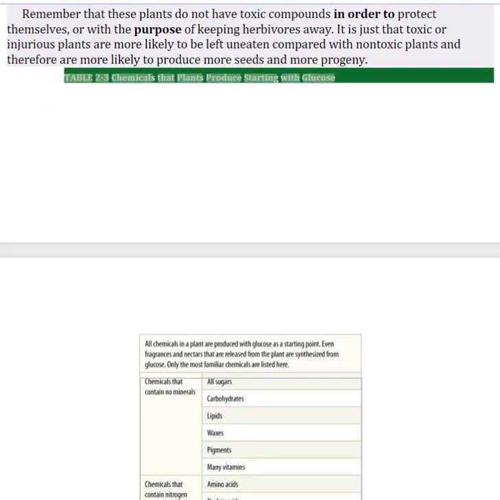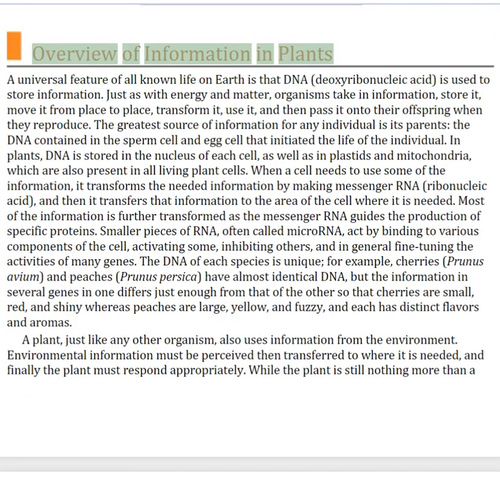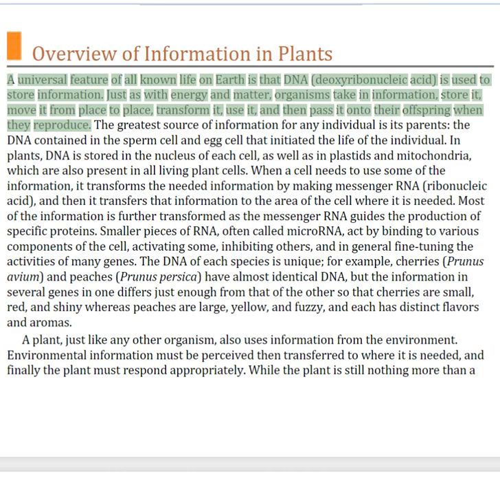Table 2-3. Chemicals that plants produce starting with glucose. Overview of information in plants. A universal feature of all known life on Earth is that DNA is used to store information. Just as with energy and matter, organisms take in information, store it, move it from place to place, transform it, use it, and then pass it on to their offspring when they reproduce.